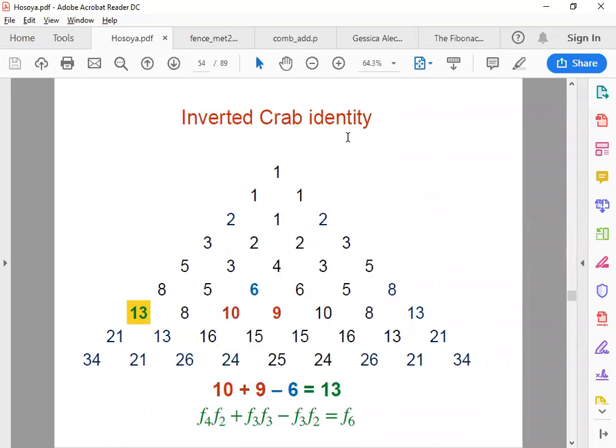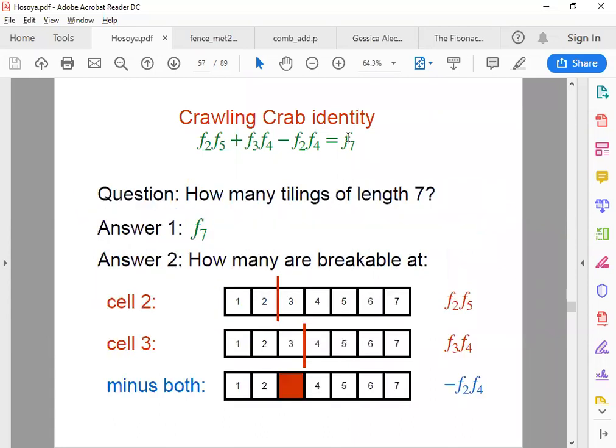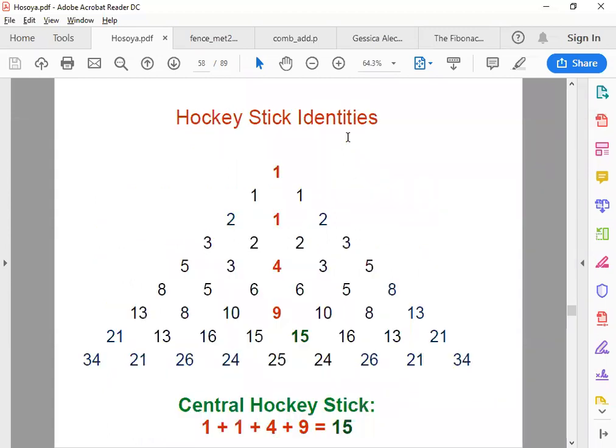The inverted crab property. We could do the inverted crab property just by quick algebraic manipulation and turning it into the vertical neighbor identity, but let's see if we can do it purely combinatorially. Because your dominoes are only so long, one of 2 consecutive cells has to be breakable. So a tiling of length 7 is either breakable at 2 or breakable at 3, but we've overcounted because it might have been breakable at both if we had a square there. And that's what gives us that identity.